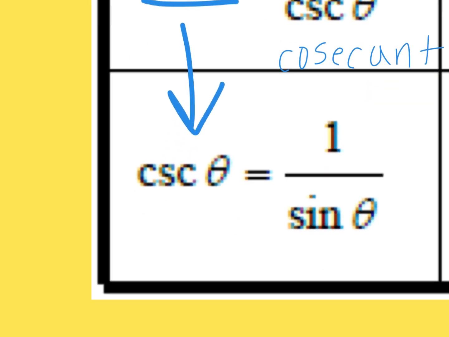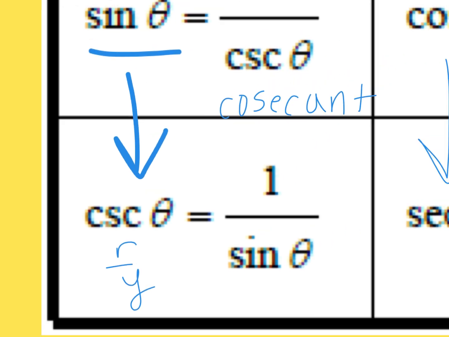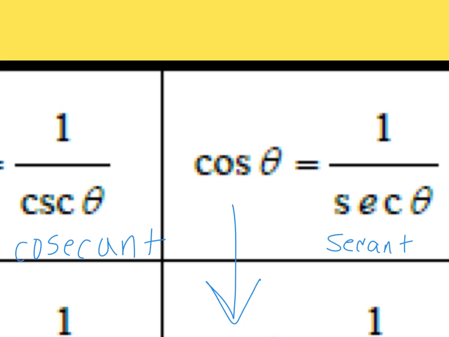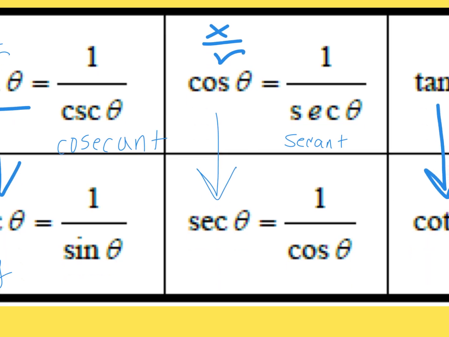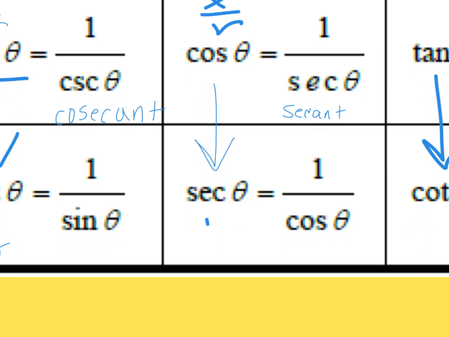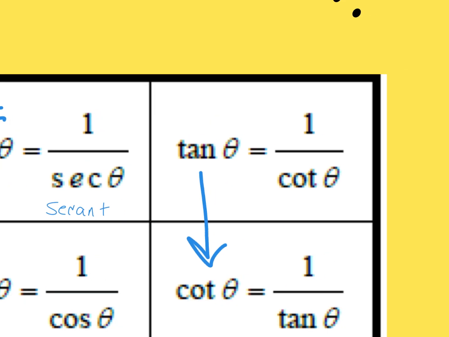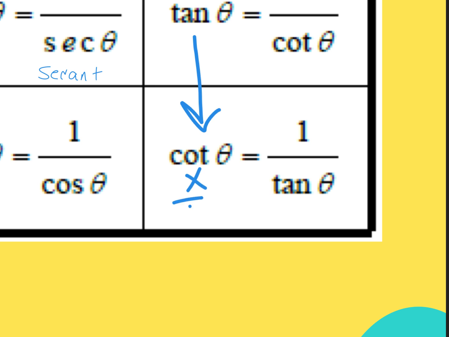So what's cosecant? R over y. Good. So let's go over here to cosine. Cosine is what over what? Perfect. X over r. So then my secant is? Good. Then I go to tangent. Tangent's what over what? Y over x. So my cotangent is x over y.